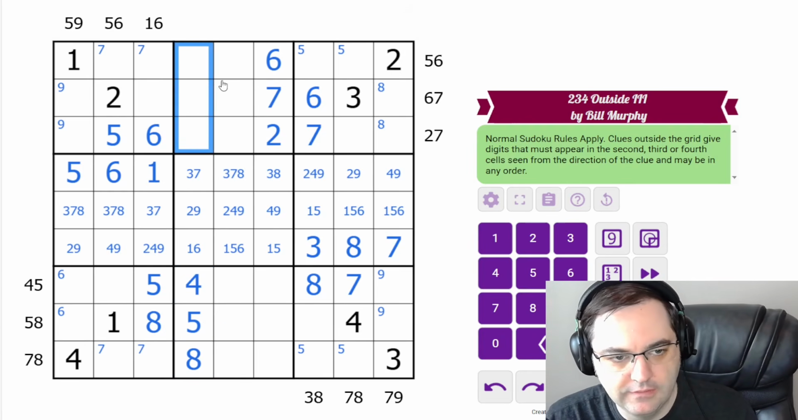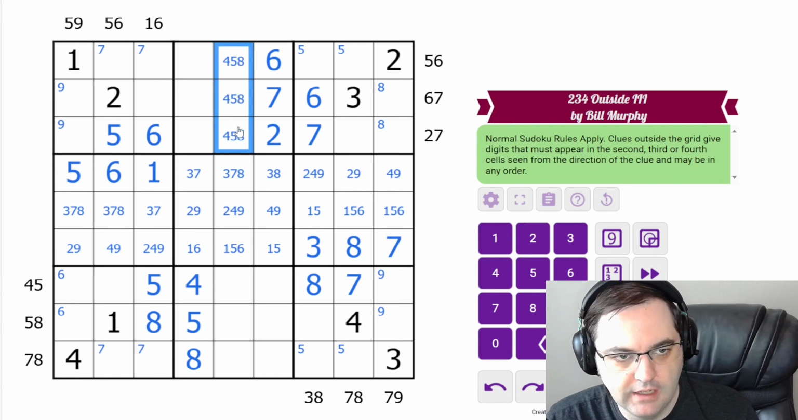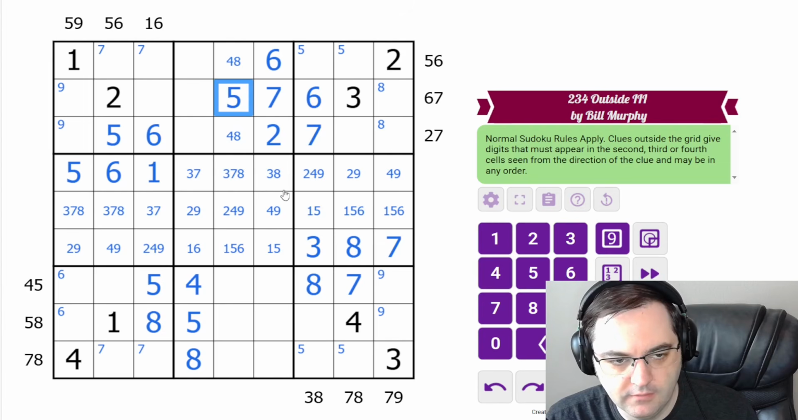4, 5, 8 can't go in these cells, so these must be 4, 5, and 8. This isn't 5 because of this. This isn't 5, so this is the 5. And then these must be 4, 5, 8, and we know the order from the rows that we did.